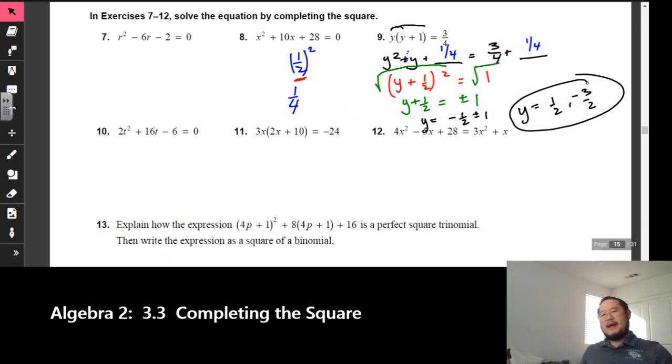When we come back next time, we will be dealing with problems 10 and the rest of this section. Make sure you have a full grasp of this, or else the next section, or part B of 3.3, won't be as fun.